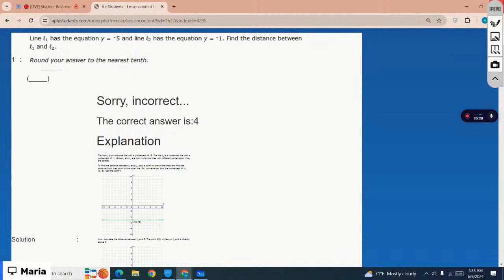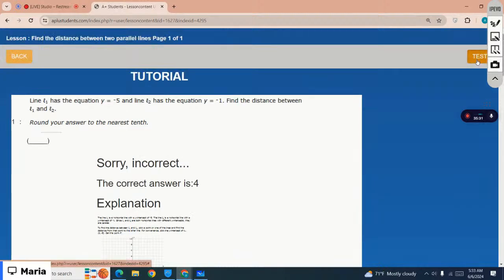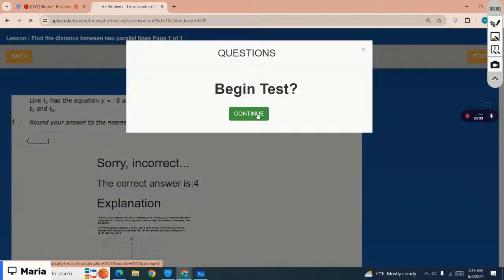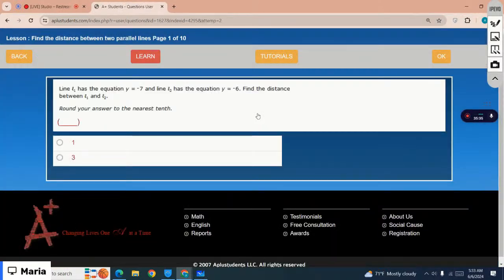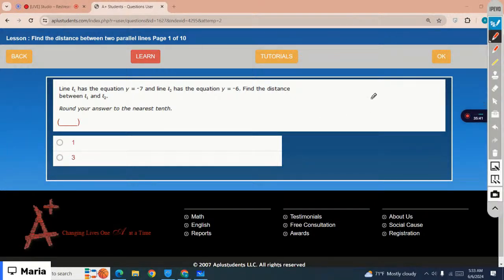Okay, let's just start with the practice questions because that is too small. I cannot see properly, so let's just do it on our own. Line L1 has the equation y equals -7, and line L2 has the equation y equals -6. So let's just plot these two lines on the graph.